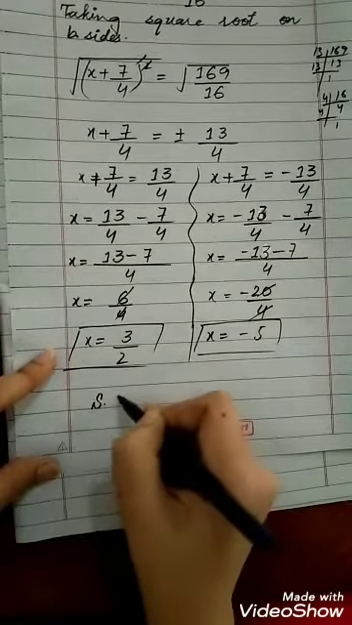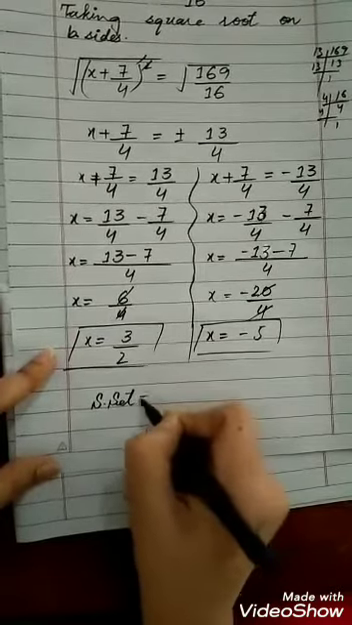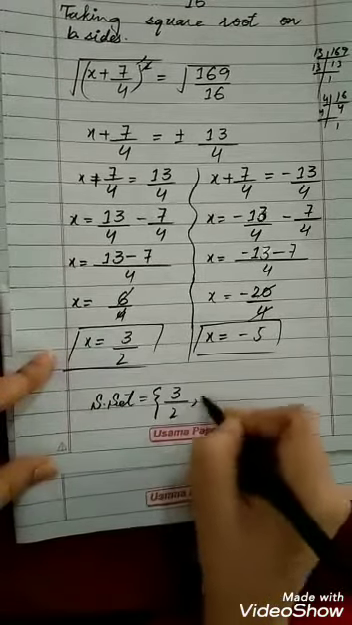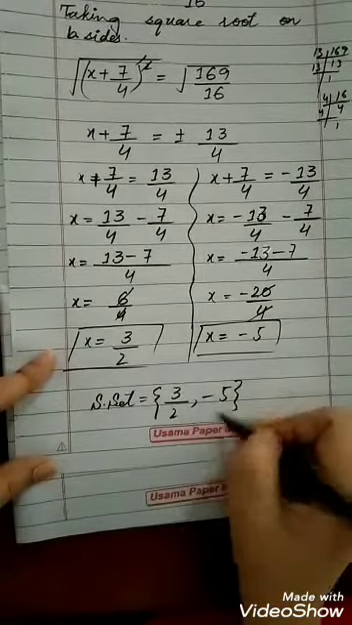So how to write the solution set? 3 by 2 and minus 5.